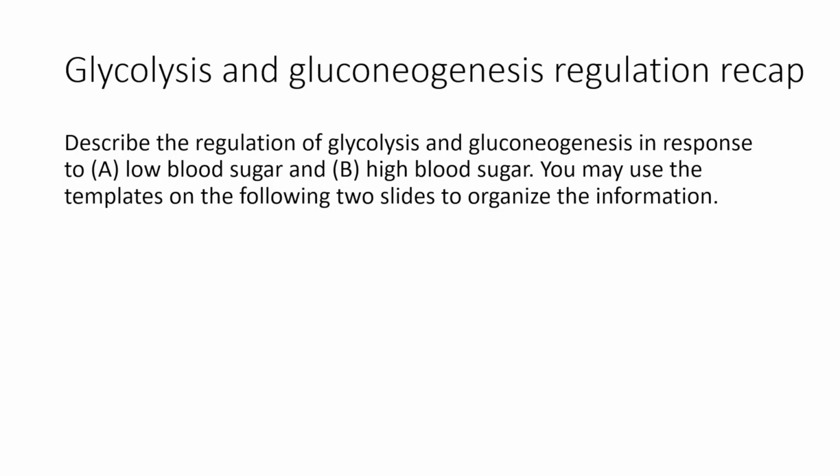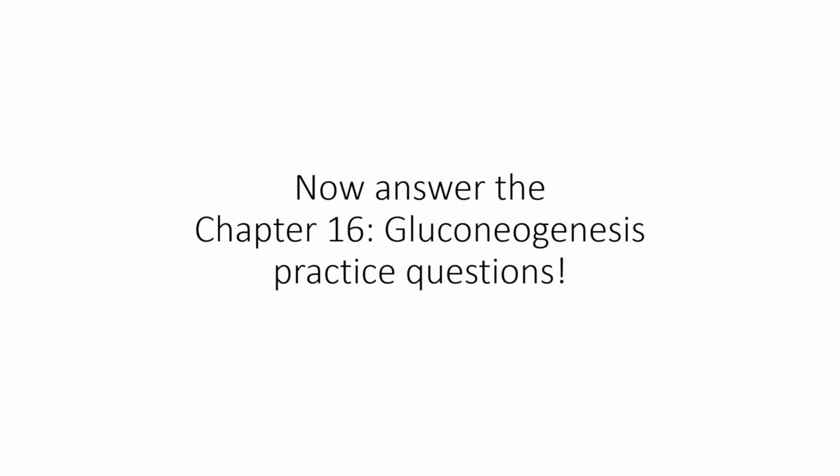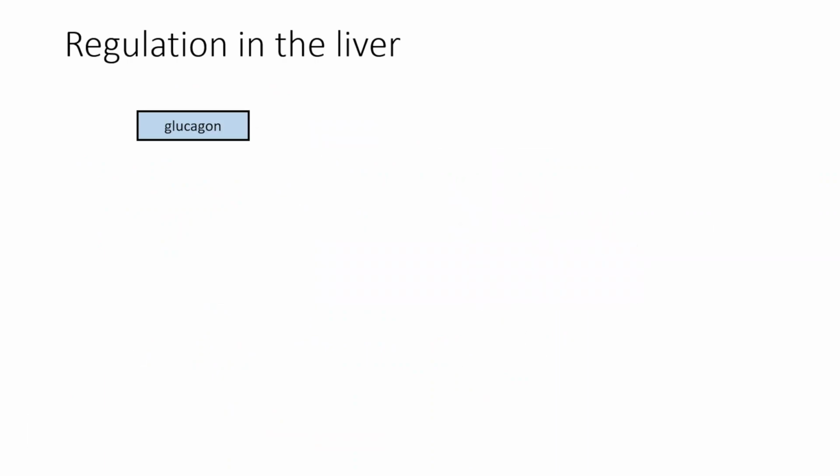So there is a template that we'll fill in together on the next couple of slides that goes through the hormone signaling and everything that gets activated or inactivated from there. But first, let's go through this whole process together. So when we have low blood sugar, we have signaling from glucagon. Glucagon, through signaling pathways that we discussed a couple chapters ago, activates G protein coupled receptors. Ultimately, we're making the second messenger, cyclic AMP, inside of our liver cells.